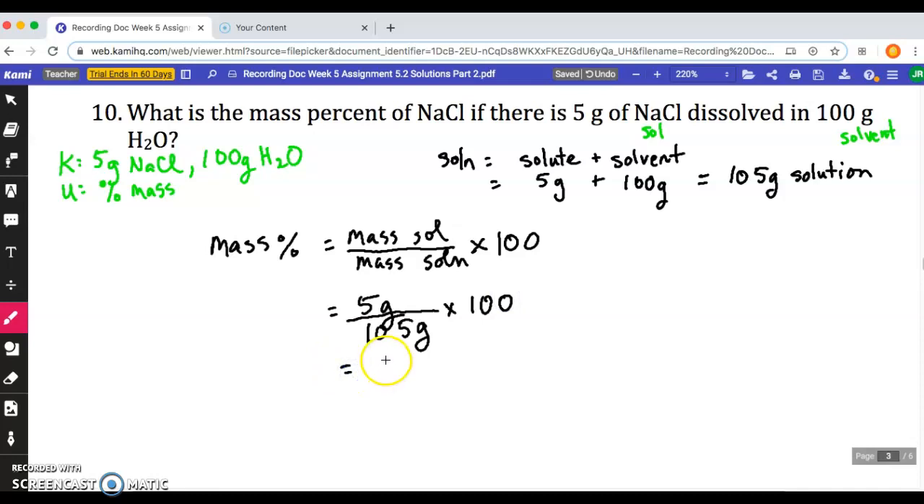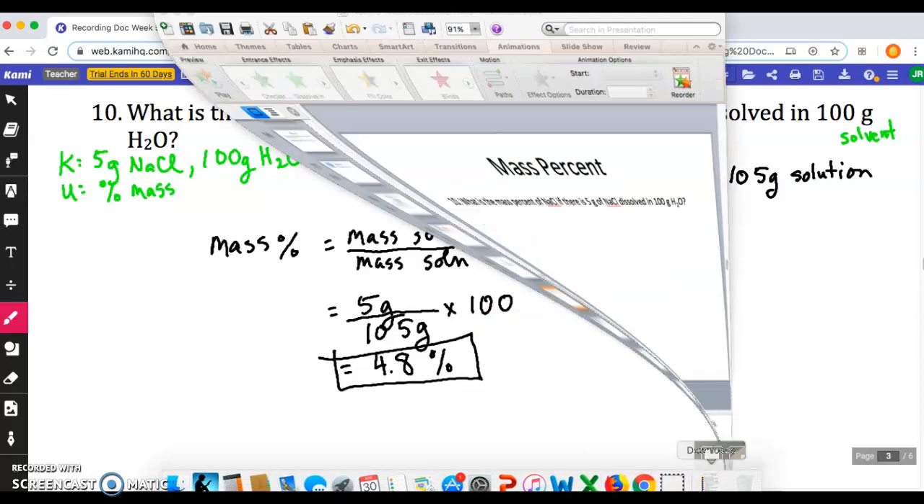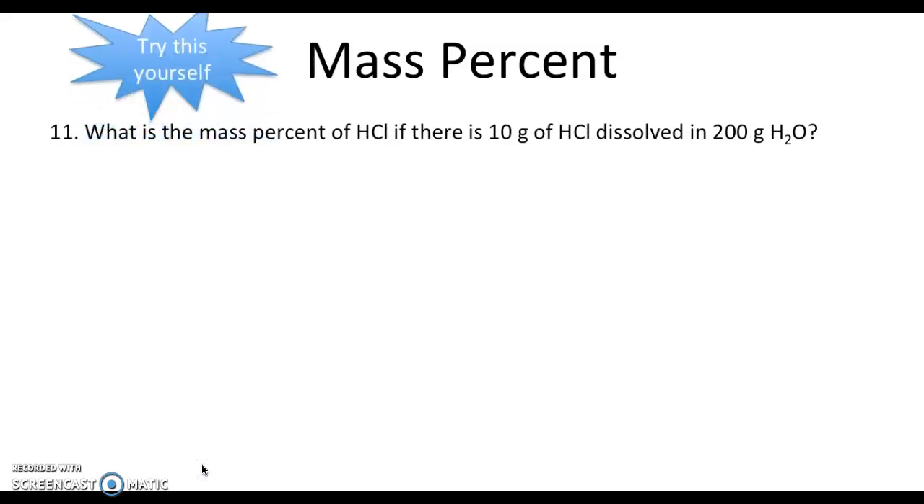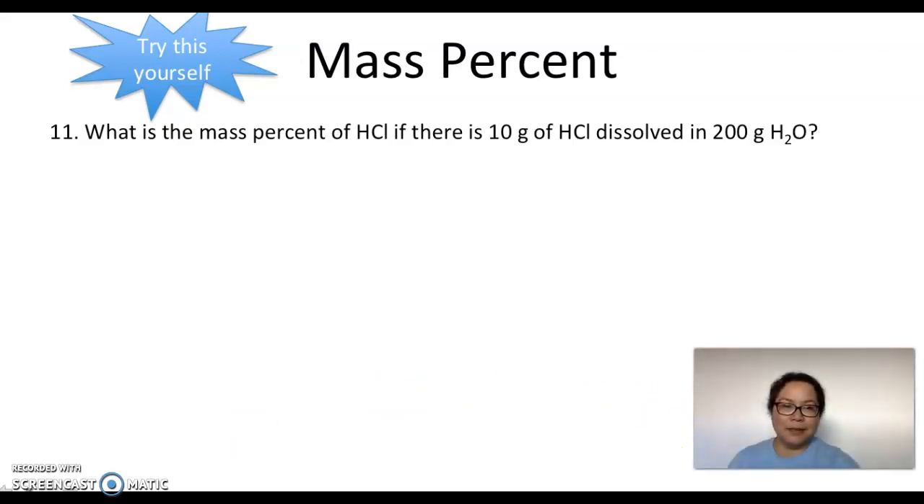Plug that into your calculator, and your answer, let's round it to the nearest tenth, 4.8%. And that is the answer to number 10. Okay? So, for number 11, I want you to try that one yourself. Okay? And then we're going to go on to the next topic, here I am again.